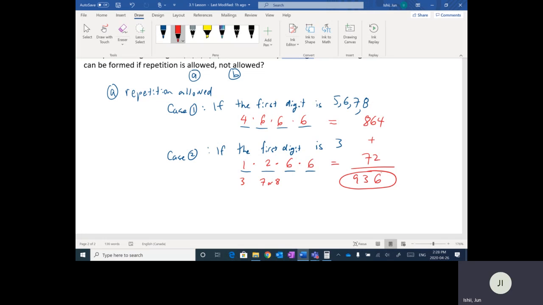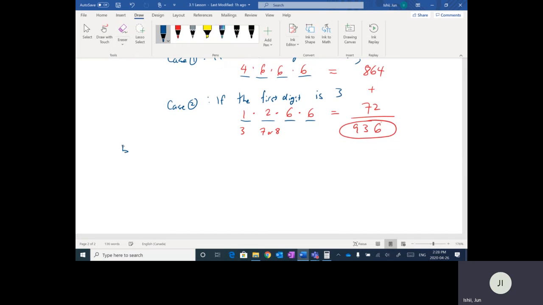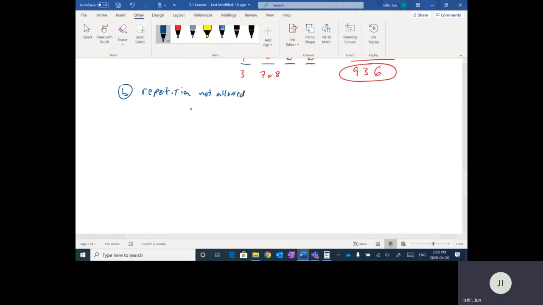Okay, so for part B, where repetition is not allowed, it's just going to change the question slightly. So repetition is not allowed. We are still going to need to split this up into the 2 cases. All right, so case 1. So the first digit is a 5, 6, 7, or 8. All right, so in this first slot here, we have 4 possibilities.